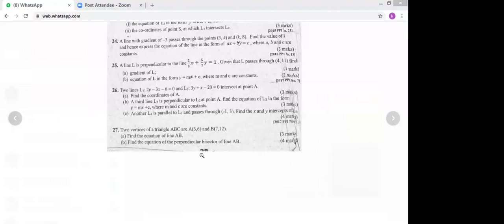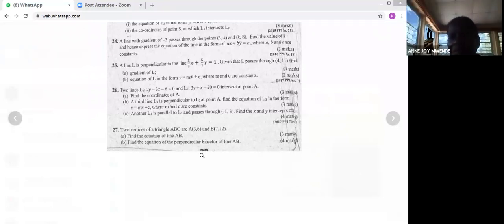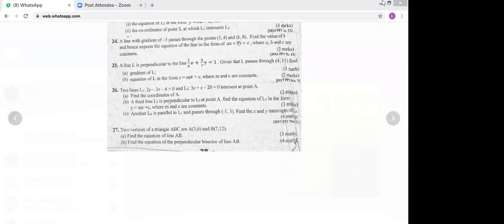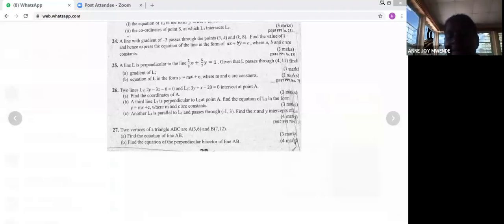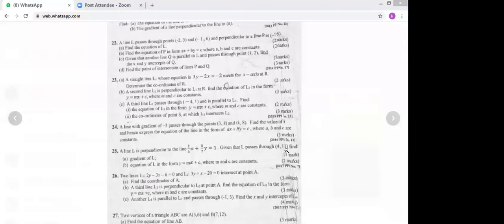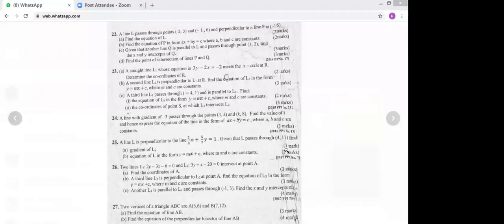Teacher, I can't see number 23. You cannot see number 23? What about now? Yes, yes.